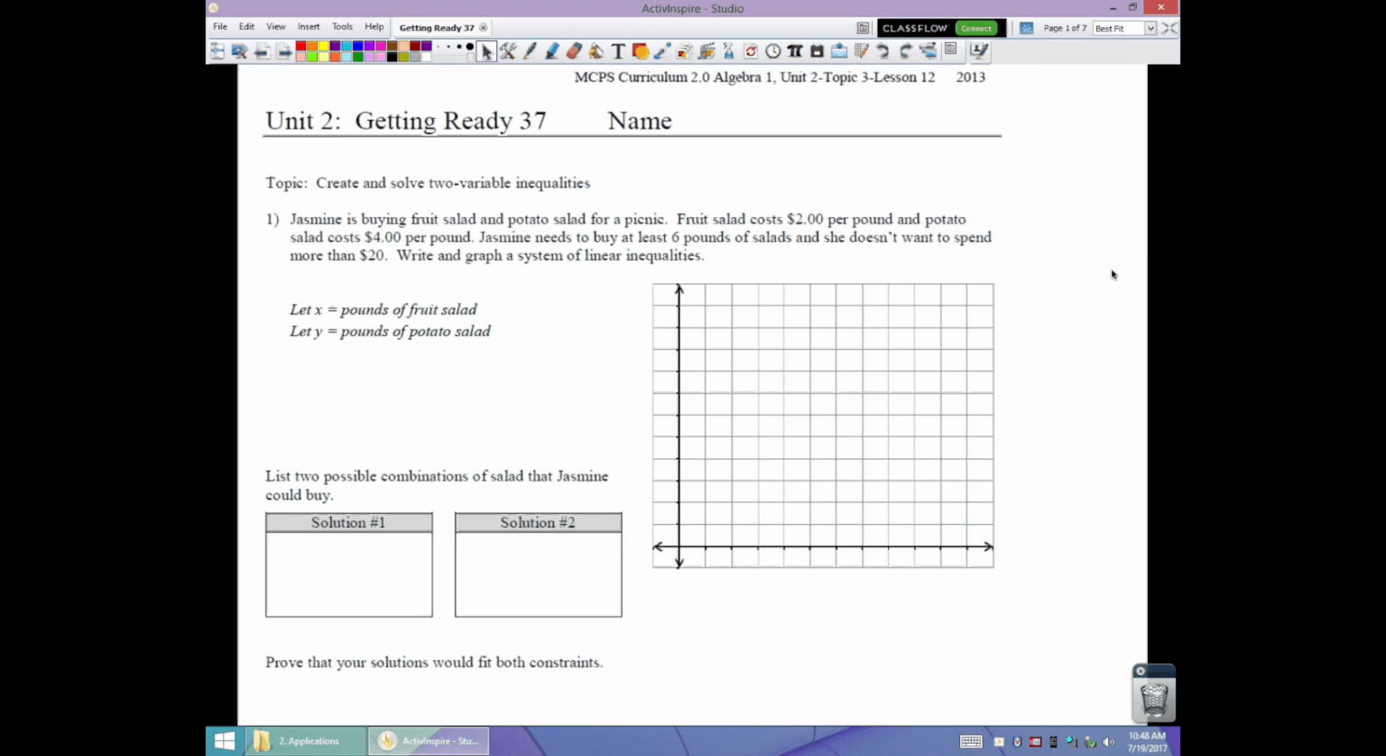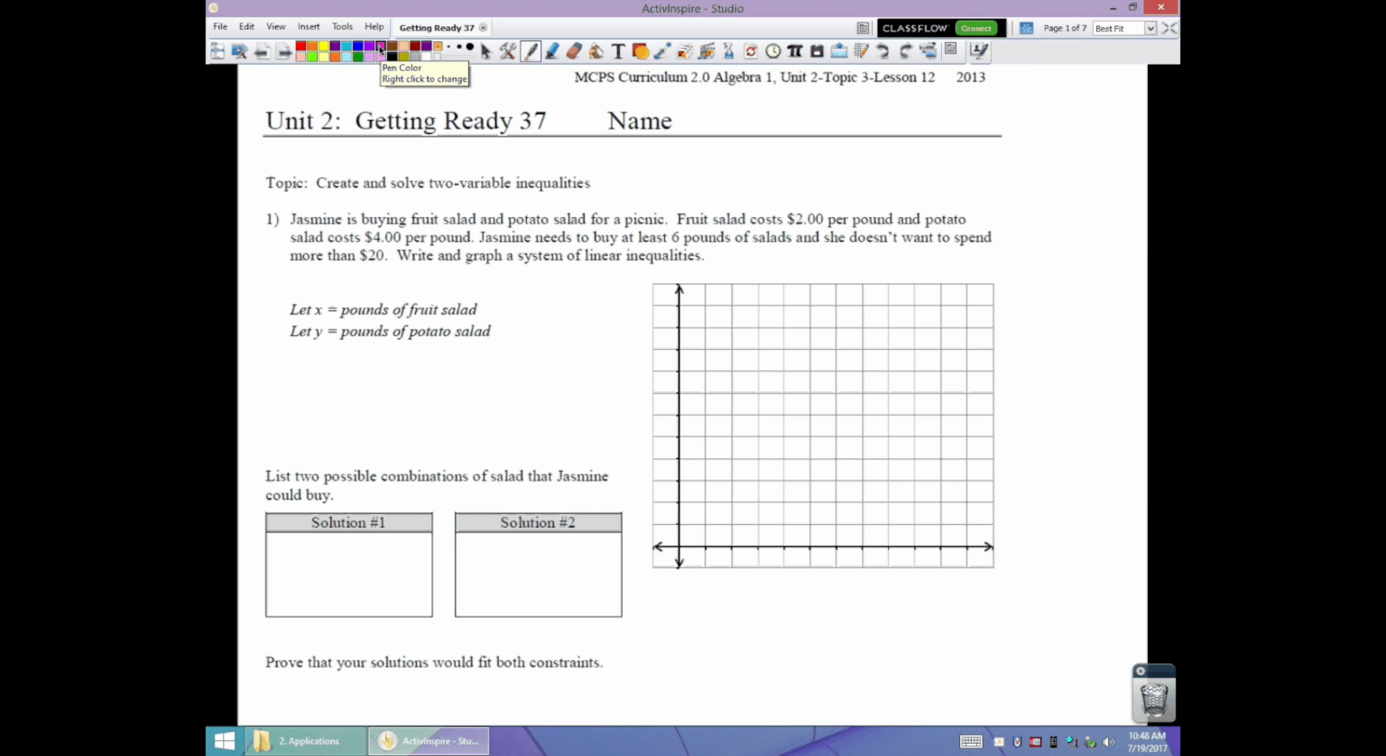In Getting Ready 37 here, our first problem is a little scenario about Jasmine headed to a picnic, and we're going to write two inequalities, so a system of inequalities, and then graph that in order to come up with a couple of solutions.